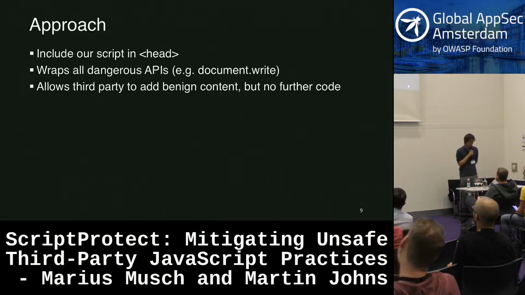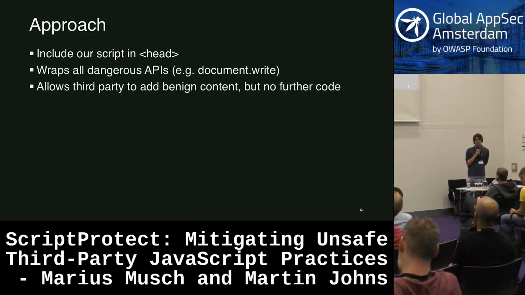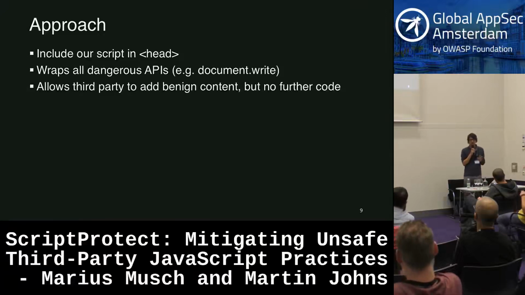Okay, so how does it work? You add a special script at the very top of your document. This will be loaded first, so we can set up the stage in a way that all further script additions will first be audited by us, and then the protection mechanism we designed decides if that's an allowable case or not. It wraps all the dangerous APIs, something like document.write, innerHTML, and lots of other stuff. And then it will allow benign content, that is content that's not actively executable, something like a link or an image or whatever.